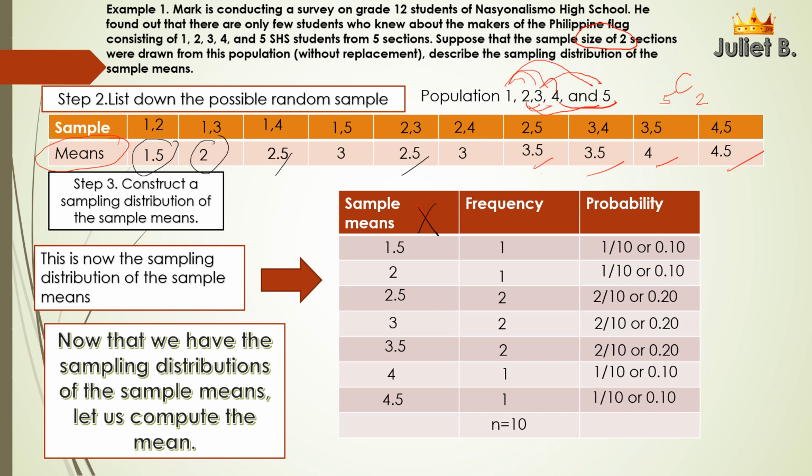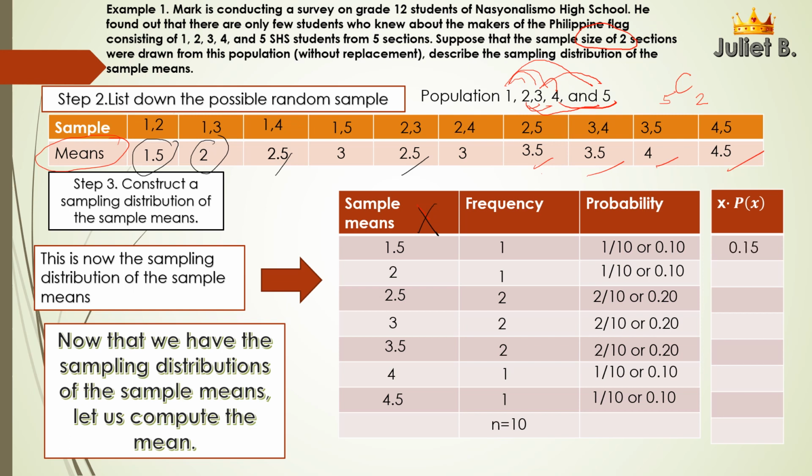Now that we have the sampling distribution of the sample means, let us compute for the mean. Sampling distribution pa lang kasi ang ginawa natin. Ngayon na meron na tayo nito, ang next step na ay mag-compute na ng mean. To compute for the mean, we know that the formula for this is just the summation of the product of x and the probability of x. Multiply lang natin itong dalawang to.